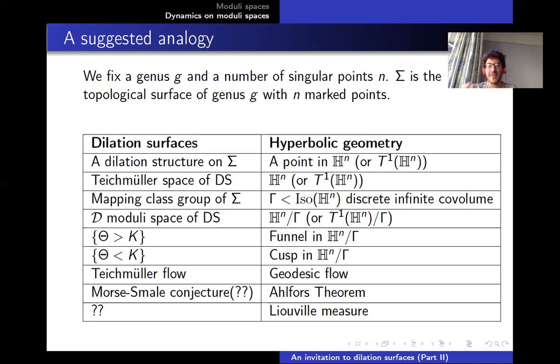There is an invariant measure for the action of the geodesic flow in hyperbolic geometry, which is what people call the Liouville measure, derived from the Haar measure of the isometry group of the hyperbolic space. This measure is key in the analysis of the geodesic flow, and in the case of dilation surfaces, we'd be very happy if we could find such an invariant measure, because it would allow for some transfer of technology between hyperbolic geometry and dilation surfaces.